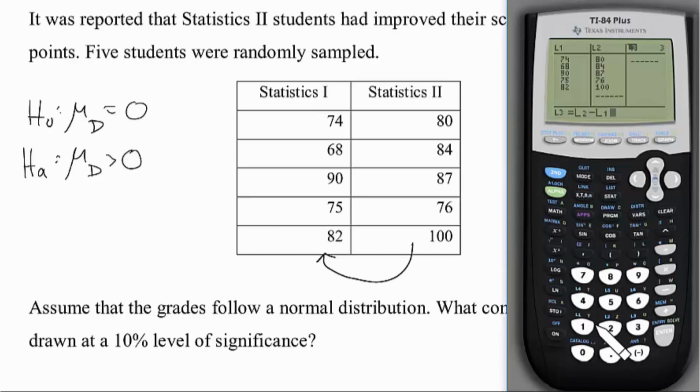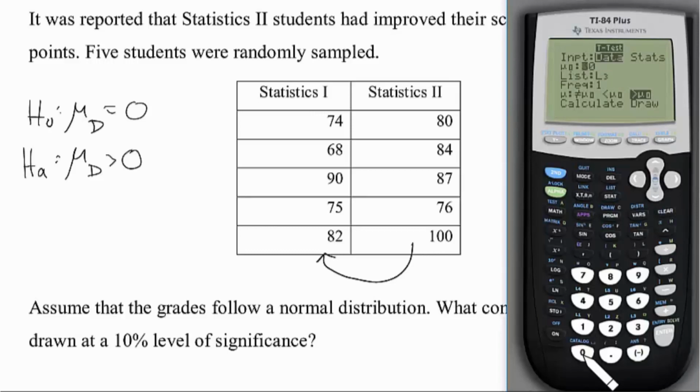The improvement from Statistics 1 to Statistics 2. We would find it by subtracting in that order. Now it's showing us those differences. It computed it for us, and then we go from there to the stat menu, tests, and we want to do a t-test on the data that's in list 3.